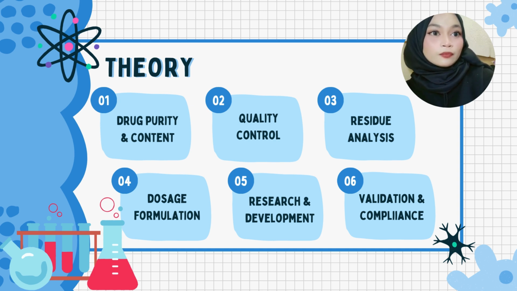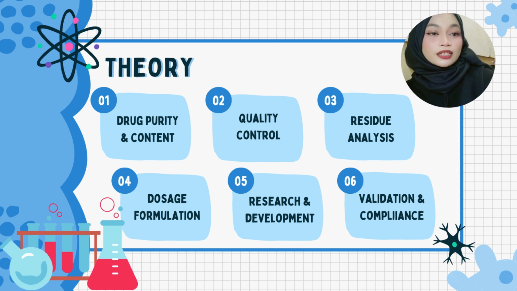Number 2, we have quality control. Pharmaceutical companies use gravimetric analysis to monitor the quality of raw materials, intermediates, and finished products. By accurately measuring quantities, they can ensure consistency and reliability in their product.